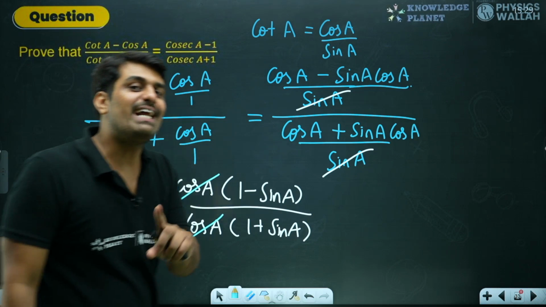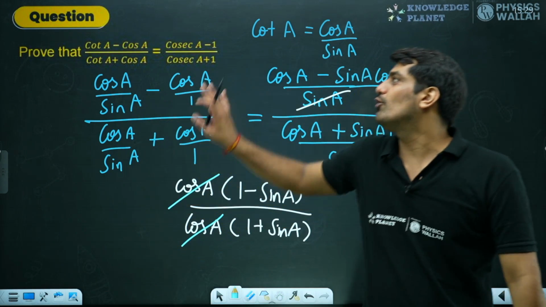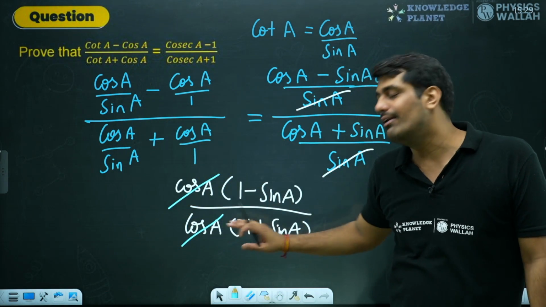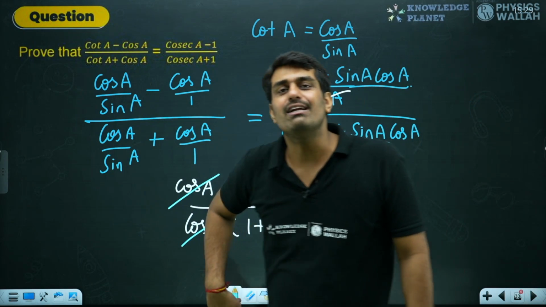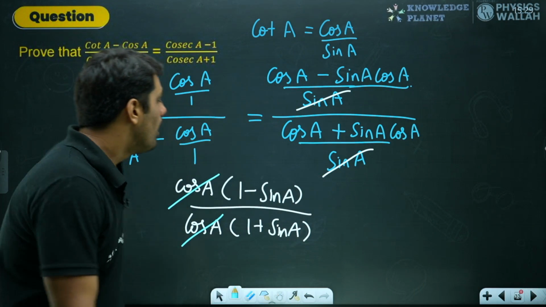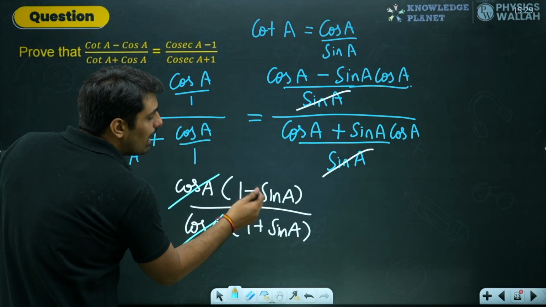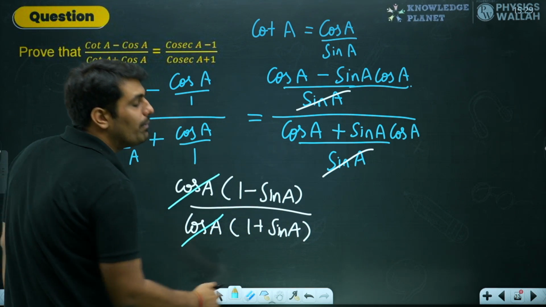Now, one way can be, you leave it like this and start solving the right hand side. You will reach this point. Or you can go on further from this step itself. What can I do? I'll divide both the numerator and denominator by sine of A.